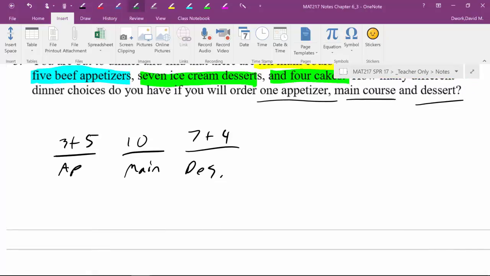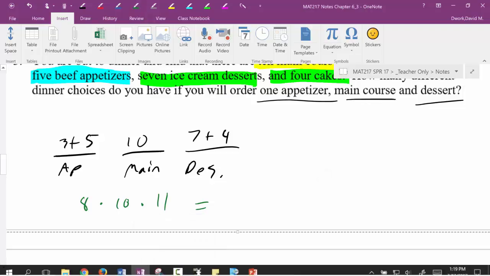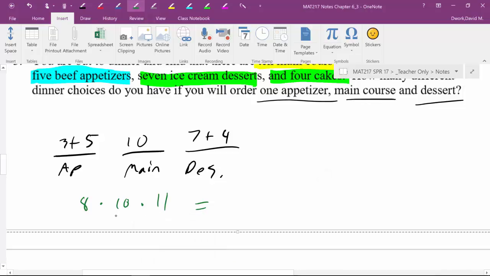So therefore, the total number of options for dinner I have is 8 times 10 times 11. And that's too big for me to do in my head. So, actually, it's probably not. Rephrase, it's 8 times 11 is 88, 88 times 10, so that'd be 880. So there are 880 different options, or different combinations for dinner.